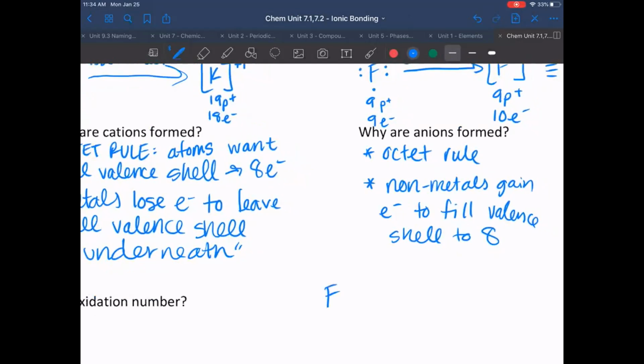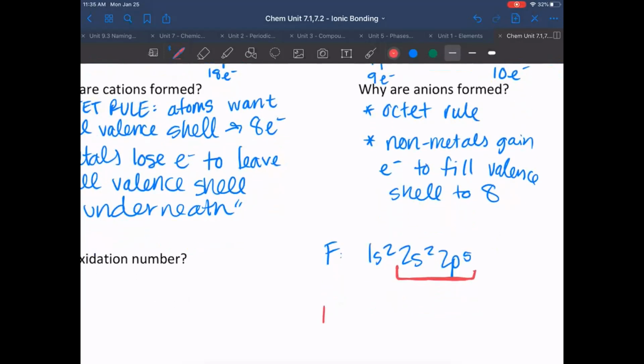So my example again, I'll do fluorine, 1s2, 2s2, 2p5. This is the electron configuration for just fluorine, neutral. It has 7 in its valence, because 2 is the highest, and there's a total of 7. How many more does it need to get to 8 in its valence? One more. So the fluoride ion would then be 1s2, 2s2, 2p6. So I'm just adding that extra electron here, okay?